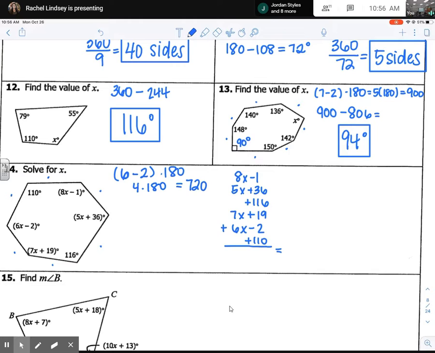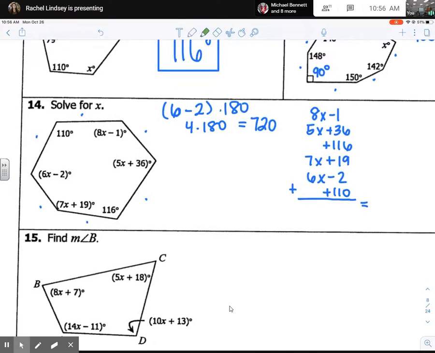You can add all that up. You can put it all like I just put it. Or you can go through and add as you go, like you've been doing. So what is 8x plus 5x plus 7x plus 6x?